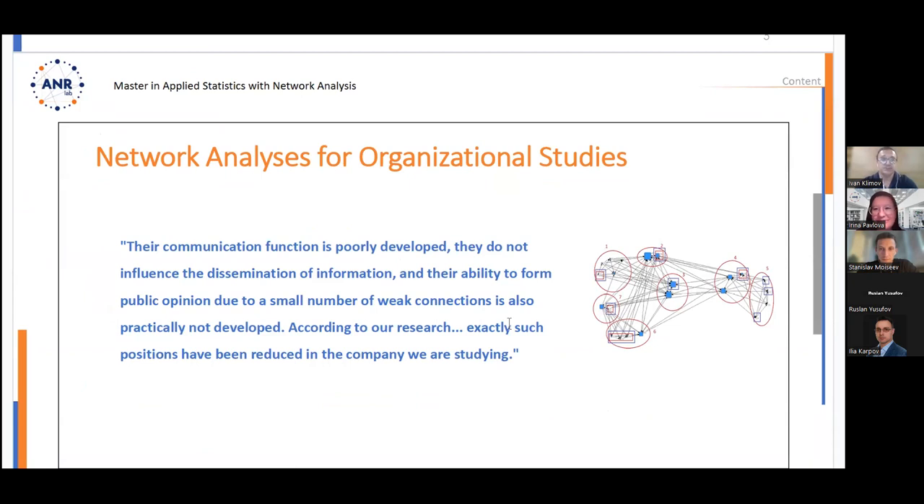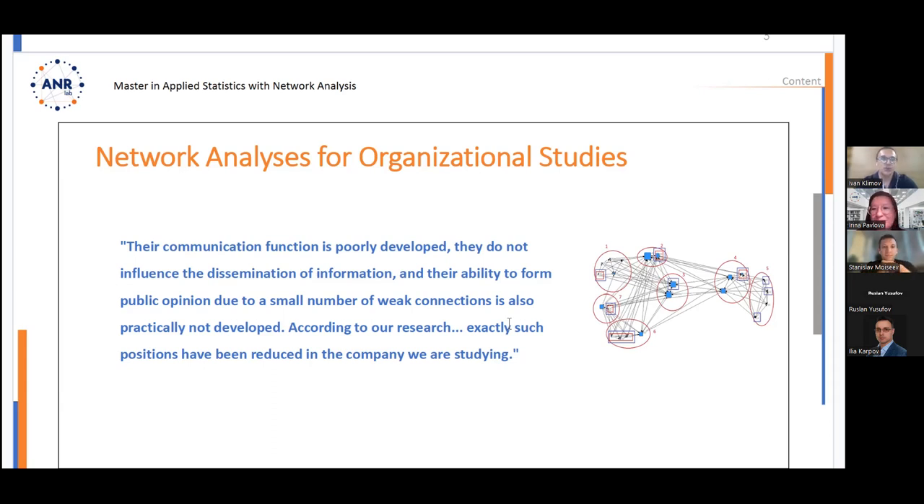Their communication function is poorly developed. They do not influence the dissemination of information and their ability to form public opinion, due to a small number of weak connections, and it is also practically not developed. And so on.